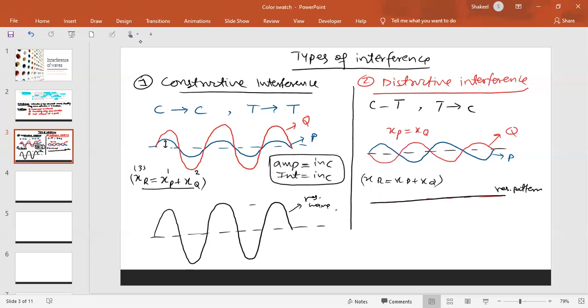The two waves cancel out each other if their amplitudes are matching. But if their amplitudes are not matching, then only one wave will be formed, the one with the greater amplitude. So in destructive interference, the amplitude will decrease and the intensity will decrease as well.